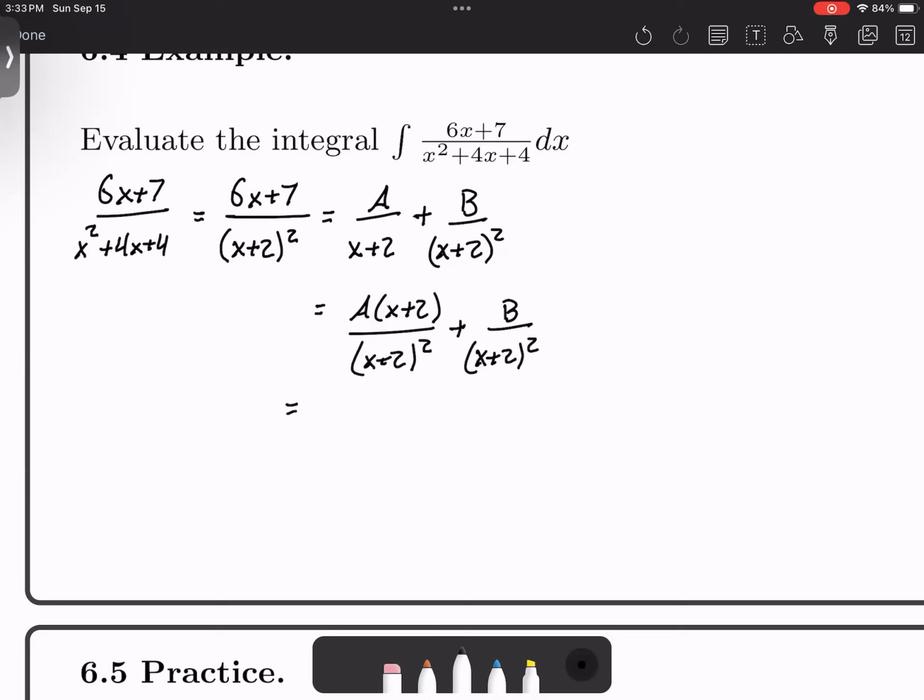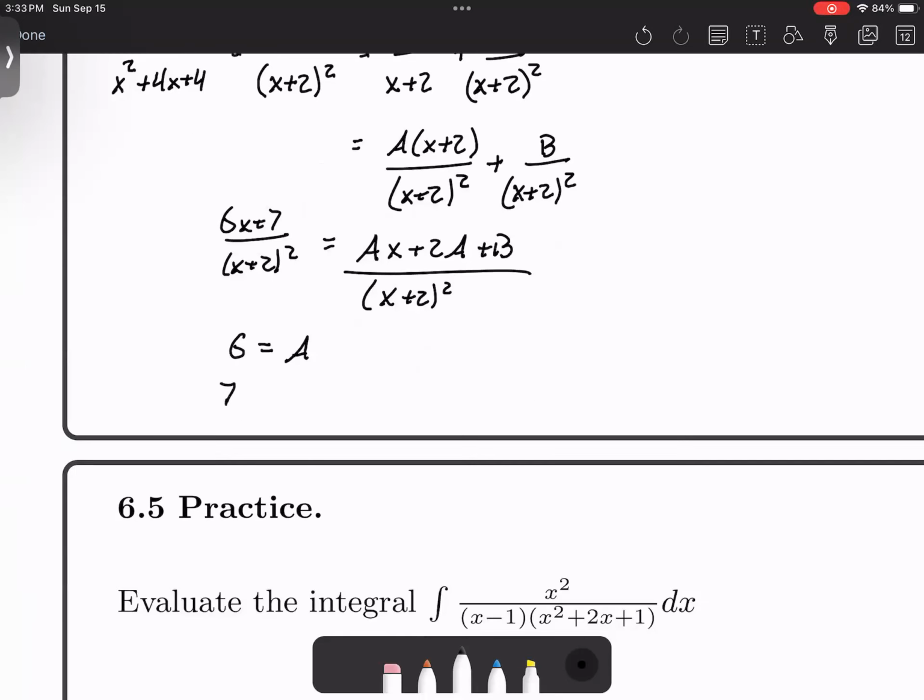So we have a common denominator, which means that (Ax + 2A + B) over (x + 2) squared is equal to (6x + 7) over (x + 2) squared. And we will again match up coefficients. So I've got 6x's over here, and I've got A of them over there. And that's pretty much it. So it's one of the easiest equations that you can write down. A has to be 6. I have 7 constants on my left-hand side, and I have 2A + B of them on my right-hand side.